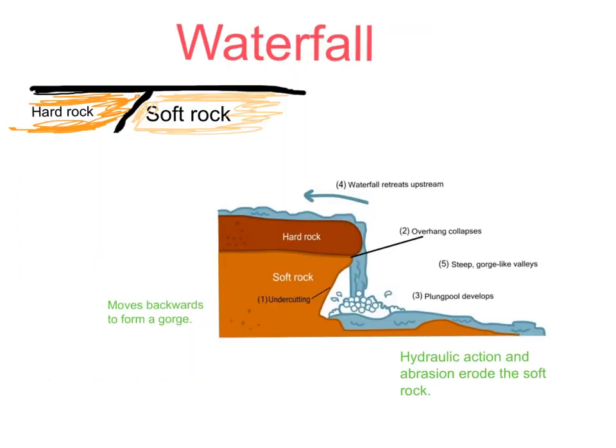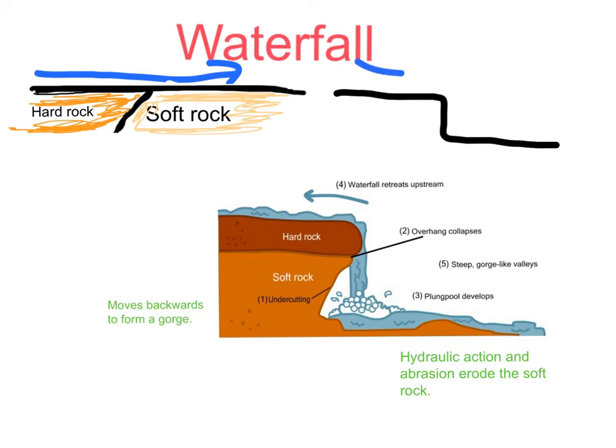Second landform is a waterfall. It starts off where the river will flow over hard and soft rock, moving that way. And of course the softer rock becomes eroded a little bit more quickly than the hard rock, and this leaves a step in the river. So the hard rock remains, but the soft rock moves down. And this is the start of the waterfall.